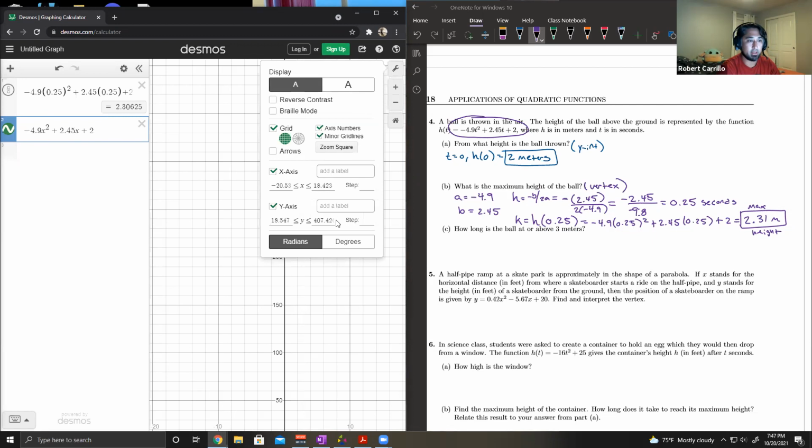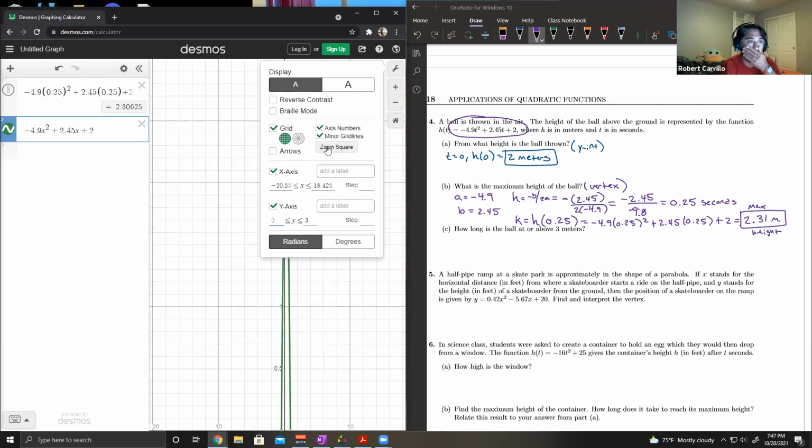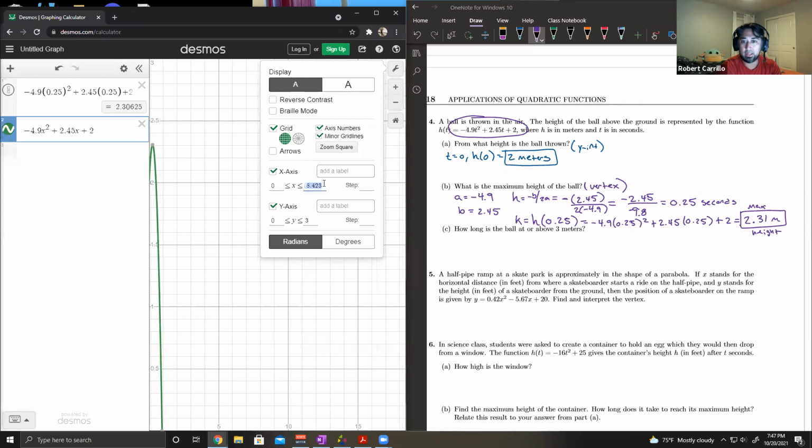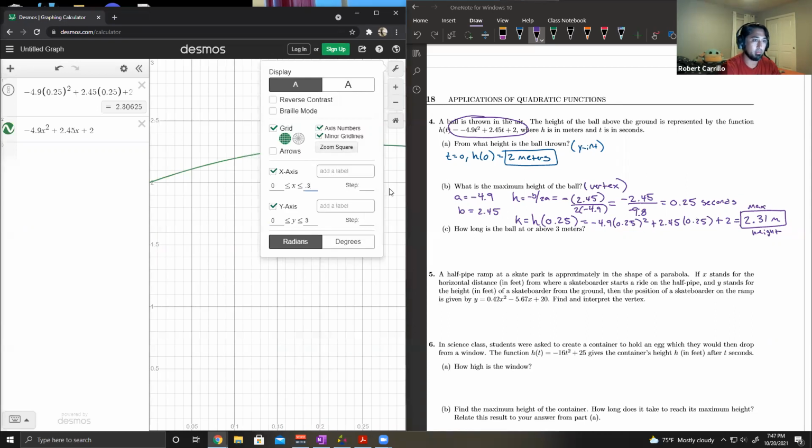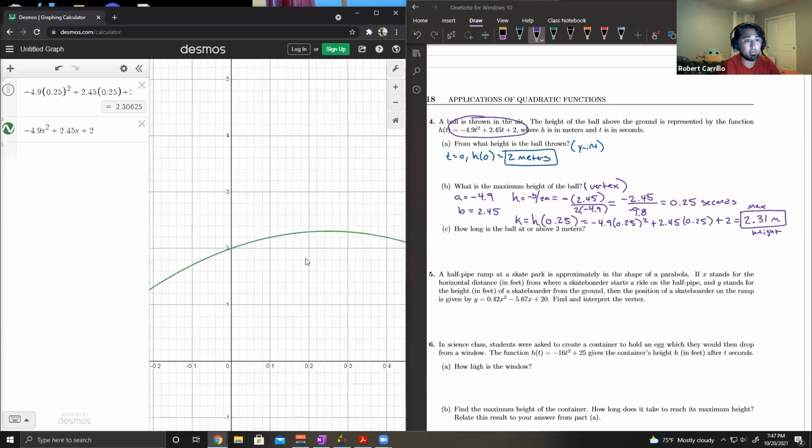So let's go down to 3 and 0, and my x values will go from 0. My time is 0.25 seconds. So let's go 0.5. Oh, about 0.3. There it is. There's our vertex: 0.25 and 2.31.